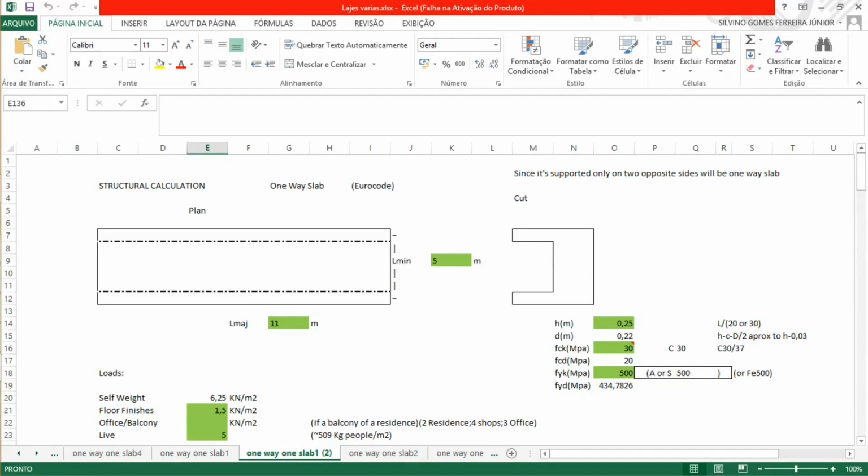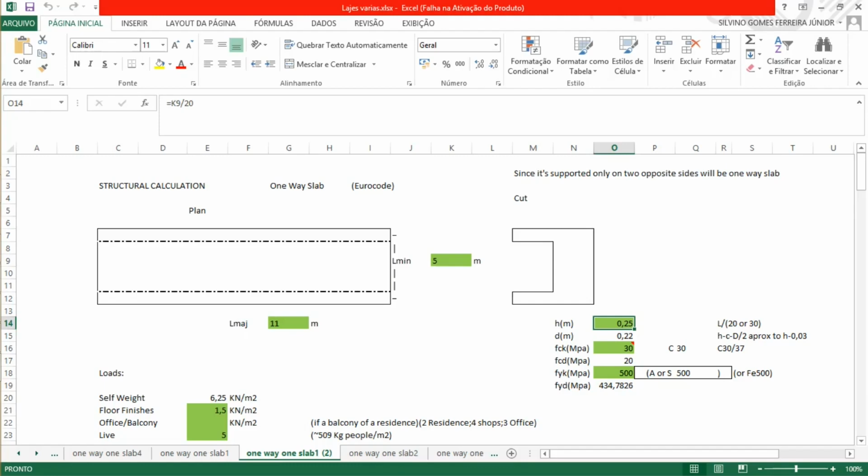We start by estimating the total depth. Total depth I like to calculate by the shortest span divided by 20. Usually gives me a good estimation. And here, 5 meters divided by 20, meaning 0.25 meters.